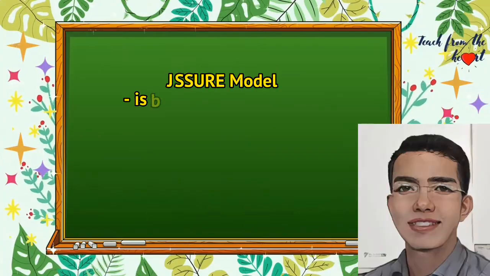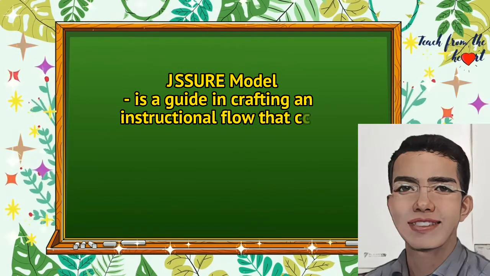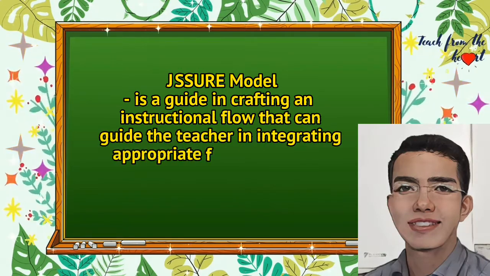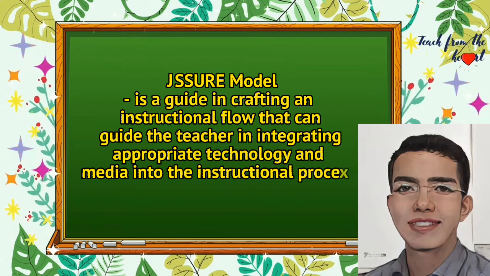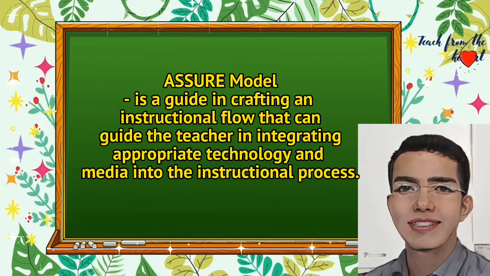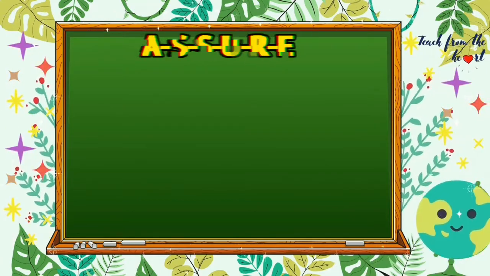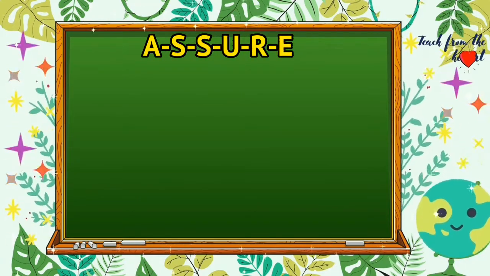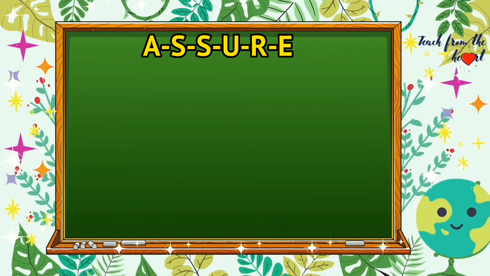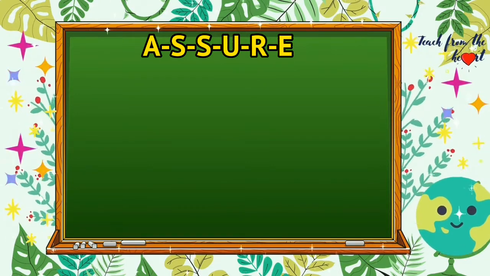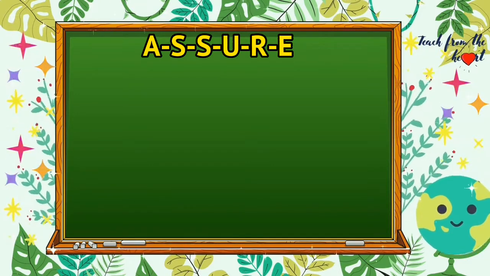Flashback. The ASSURE model is a guide in crafting an instructional flow that can guide the teacher in integrating appropriate technology and media into the instructional process. ASSURE is an acronym that stands for the various steps in the model. The following is a breakdown of each step.